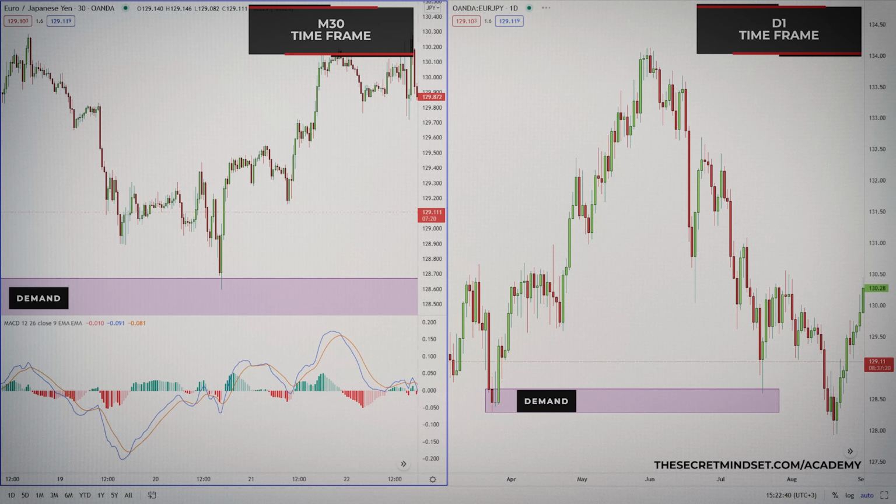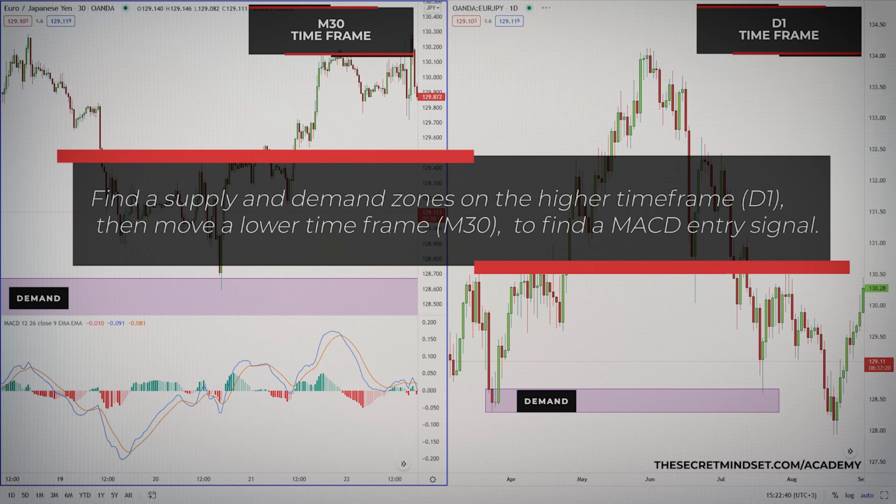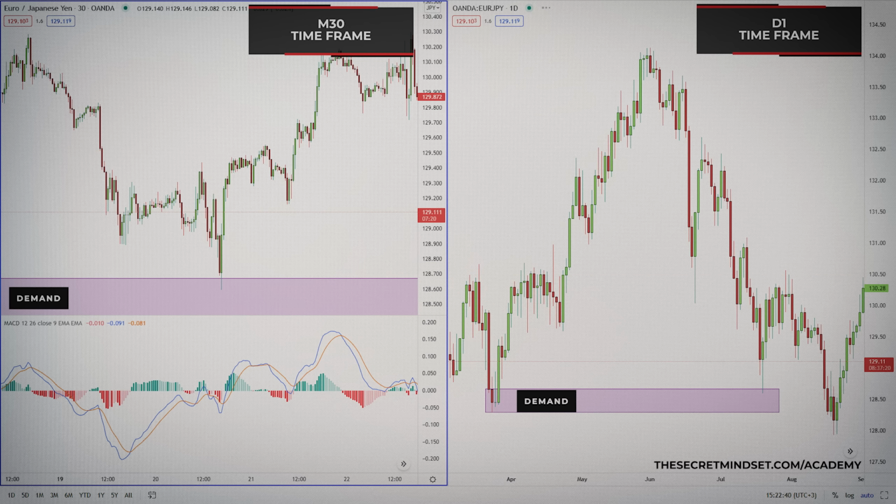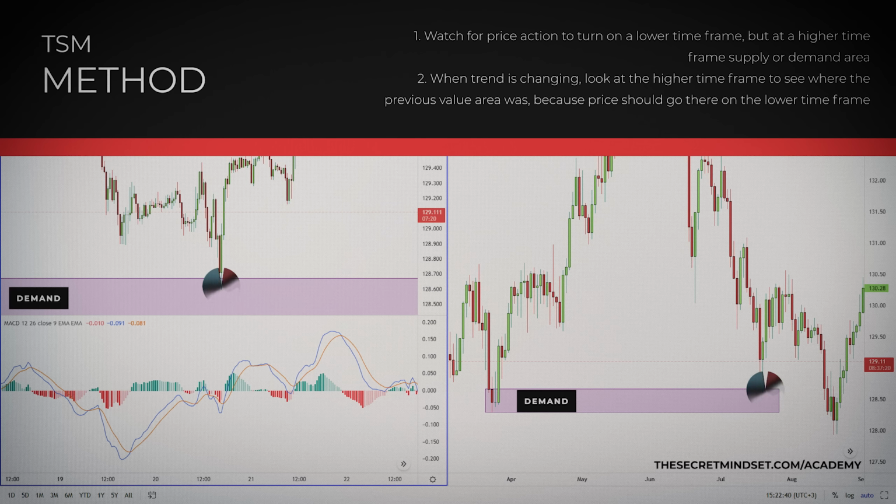So, you find your supply and demand zones on the higher time frames, the daily chart. Then you move to a lower time frame, in this case the 30-minute chart, to find the MACD entry signal. This is very important. You watch for price action to turn on a lower time frame, but at a higher time frame supply or demand area. And when trend is changing, you look at the higher time frame to see where the previous value area was, because price should go there on the lower time frame chart.